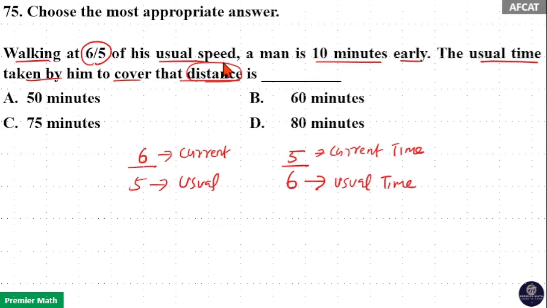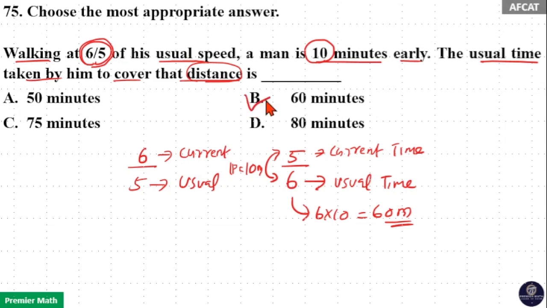And here, when traveling at 6 by 5 of his usual speed, the man is 10 minutes early, which means the difference between the current time and usual time is 10 minutes. That means here 6 part minus 5 part is 1 part, which is equal to 10 minutes. If 1 part is 10 minutes, we need to find out the usual time. Here 6 part is the usual time, which means 6 into 10, 60 minutes is the usual time. So option B is your answer.